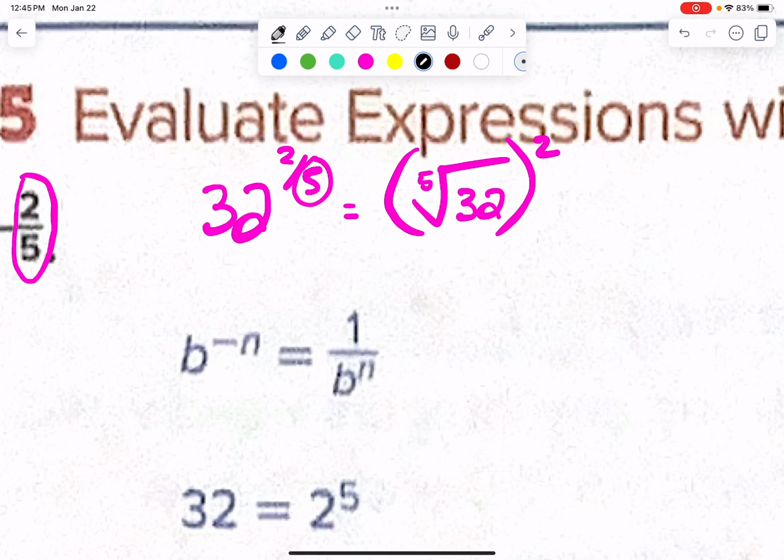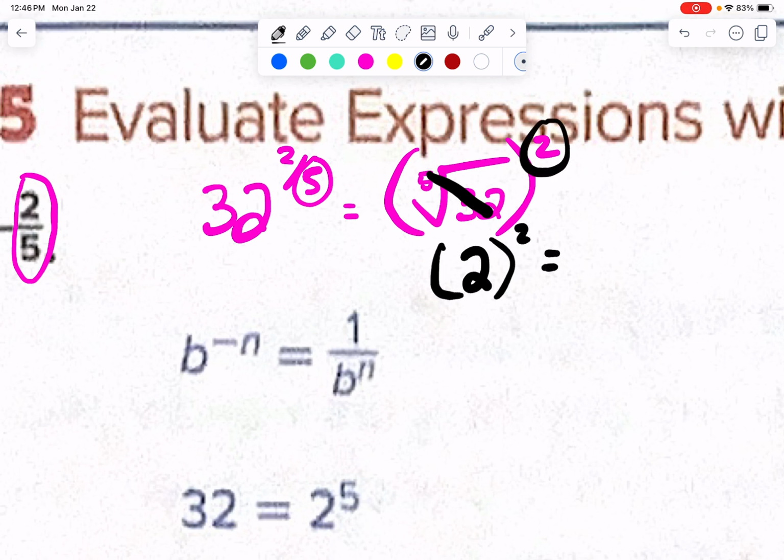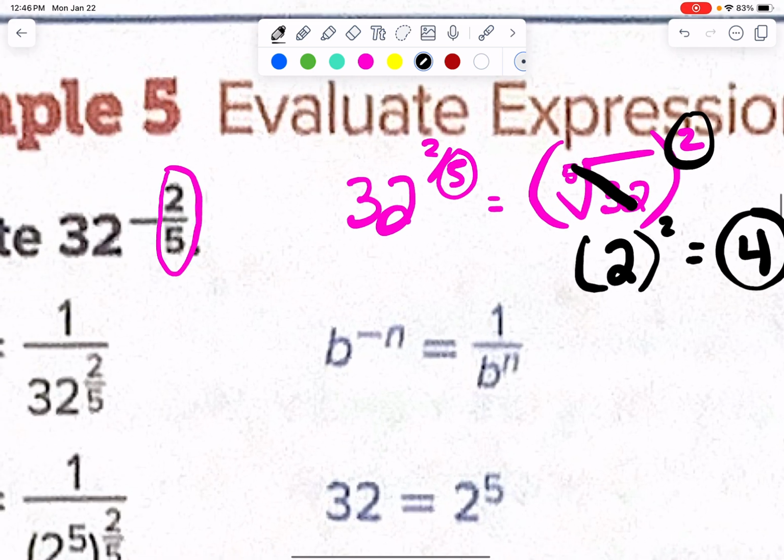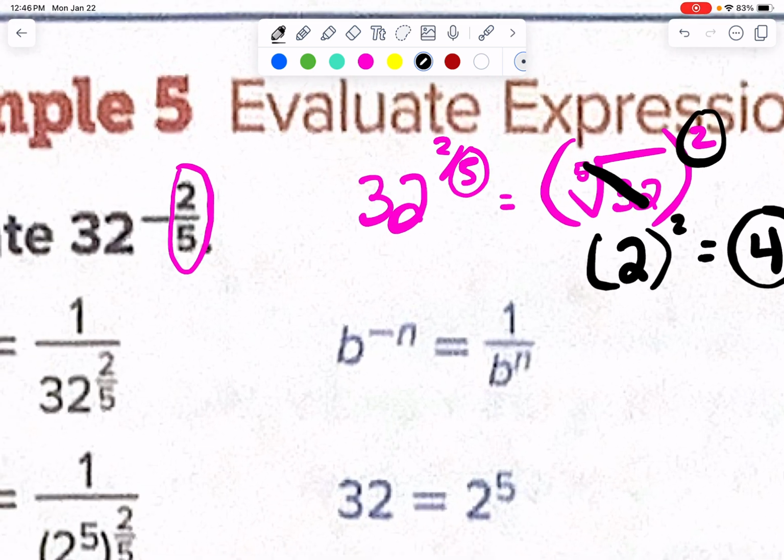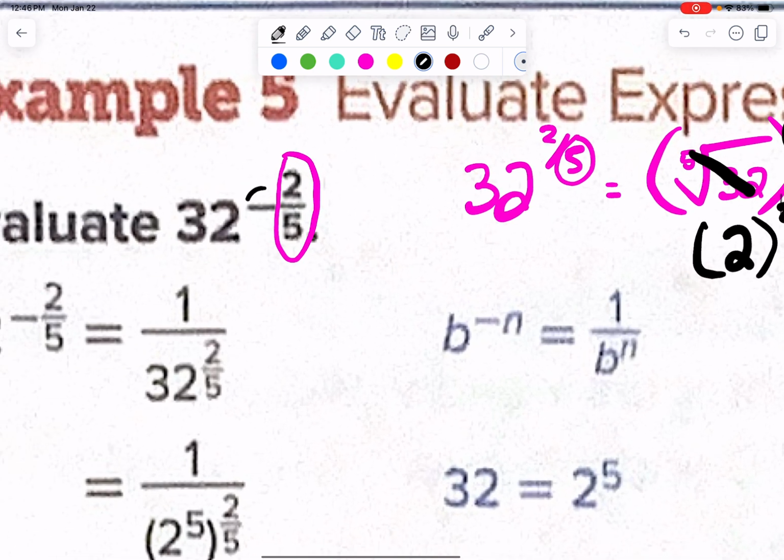5 times to get 32? You might need to do that in your calculator. But 2 times 2 times 2 times 2 times 2, 5 times, will give you 32. So this is 2, and I still have to take it to the 2nd power. 2 to the 2nd power is 4. Great. That is 32 to the 2/5 power, but I want a -2/5 power, right?